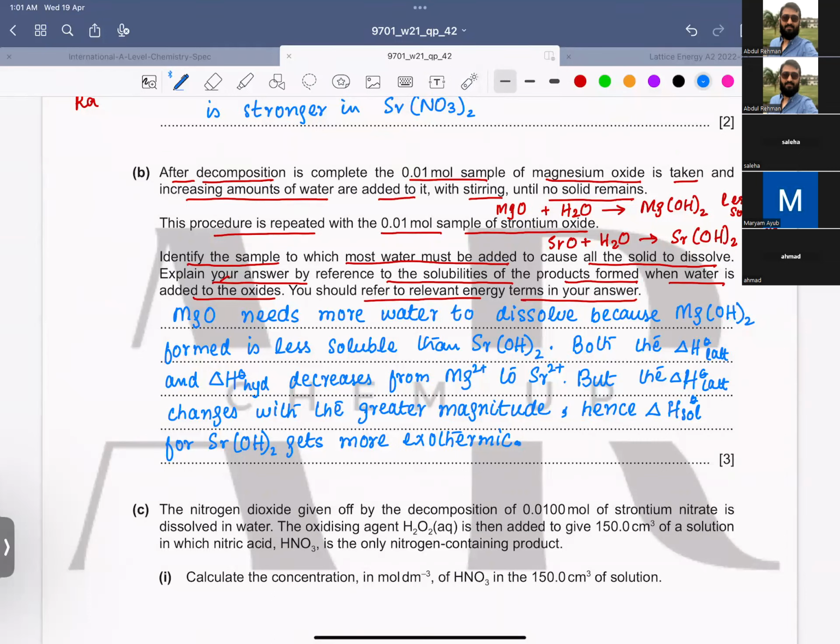Or if you want to add further, you can add that making strontium hydroxide more soluble than magnesium hydroxide.